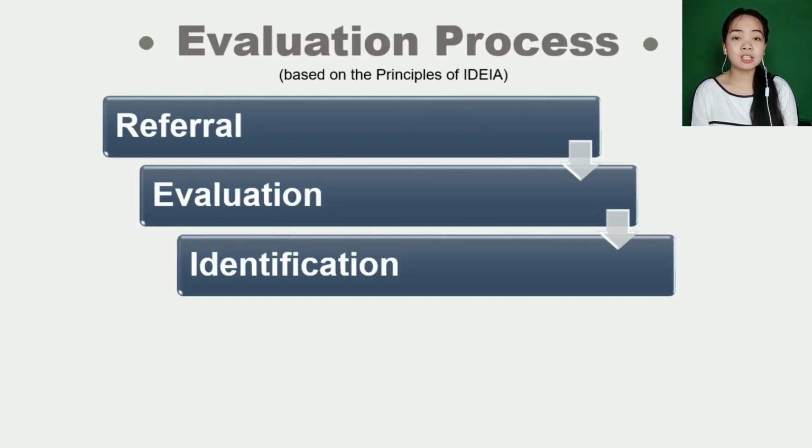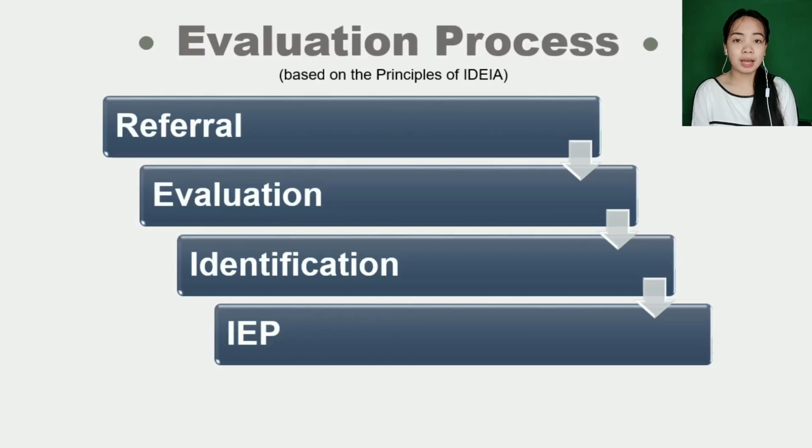Next step is the eligibility determination meeting, where results are discussed, attended by parents, school staff, and evaluators. If the results of the prior steps indicate that a child is eligible for special education services, the team begins the Individualized Education Program or IEP. The written plan is called the Individualized Education Program that describes the student's special learning needs and special education services to be provided to meet those needs.